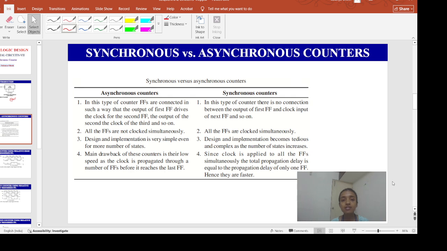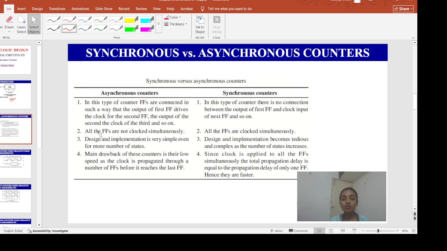What is the difference between asynchronous and synchronous counters? In an asynchronous counter, the flip-flops are connected in such a way that the output of the first flip-flop drives the clock for the second flip-flop, and the output of the second flip-flop drives the third, and so on. But in a synchronous counter, there is no connection between the output of the first flip-flop and the clock input of the next flip-flop, and so on.